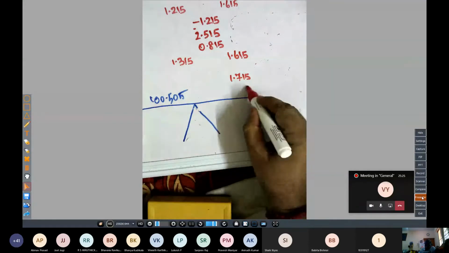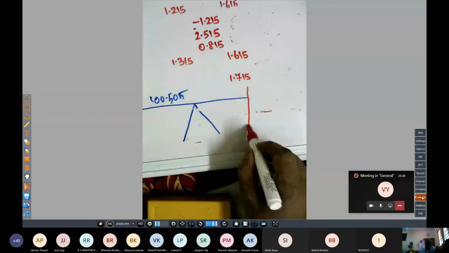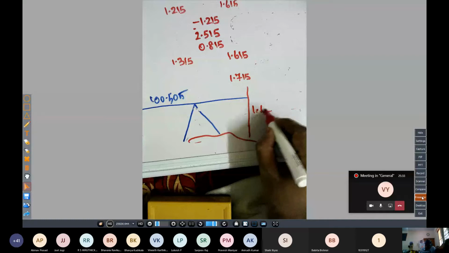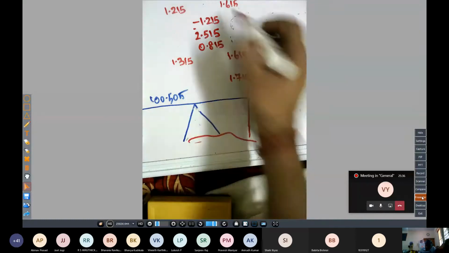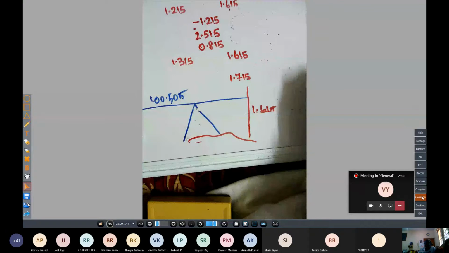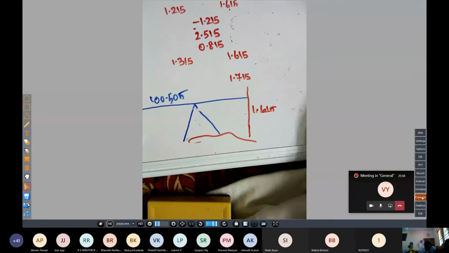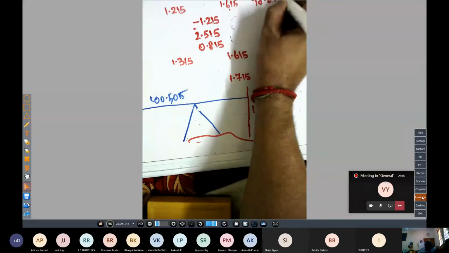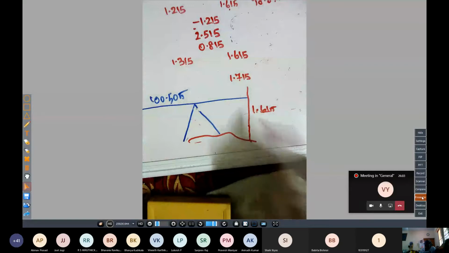So finally, what you have done is you have read it against a scale at one point where the reading is 1.615. So what is the RL of this point? 100.505 minus 1.615 is 98.890. After this, you are holding the staff.